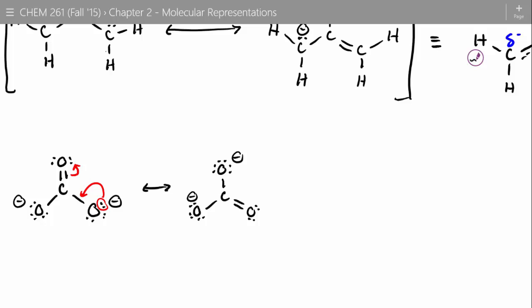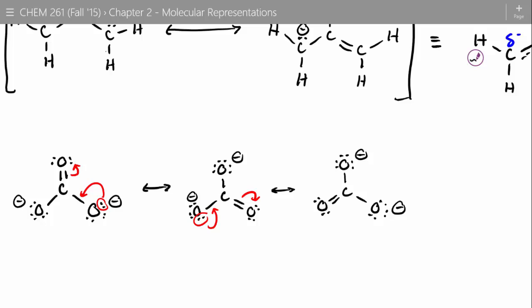Okay. Is there anything else we can do? Yeah, let's do it again. So this time I'm going to move one of these lone pairs over here, and then this pi bond over here. So now we've got an oxygen double bonded to a carbon, oxygen here, and we've got a negative charge there and there.